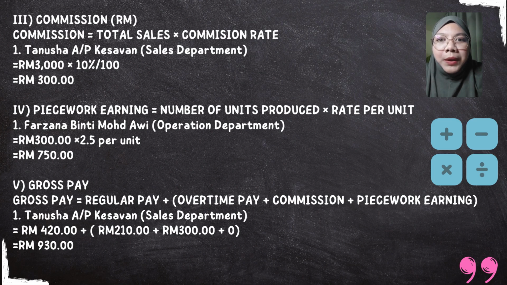Next is gross pay. Gross pay is regular pay plus overtime pay plus commission plus piece earning. For example, I will take Tanusha from the salary department. First, 420 ringgit plus 210 ringgit and 300 ringgit plus 0, and I get 930 ringgit.